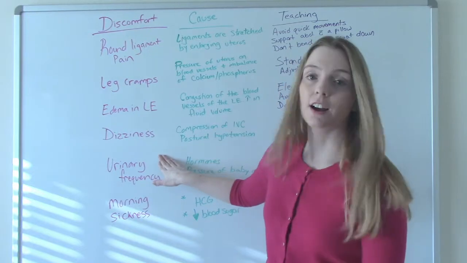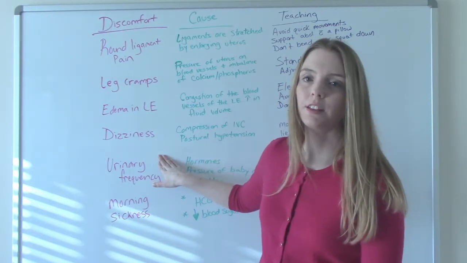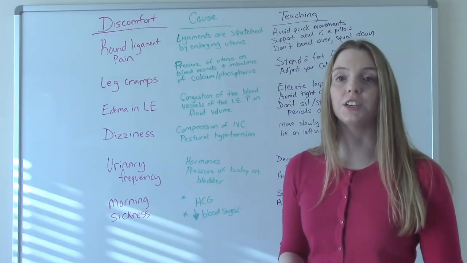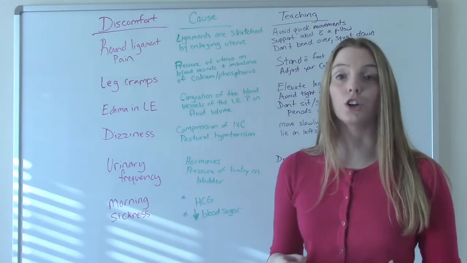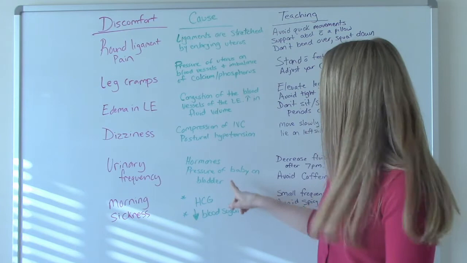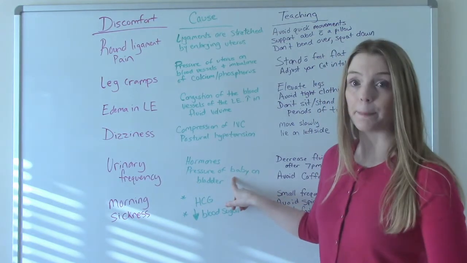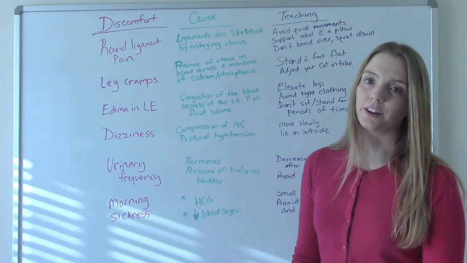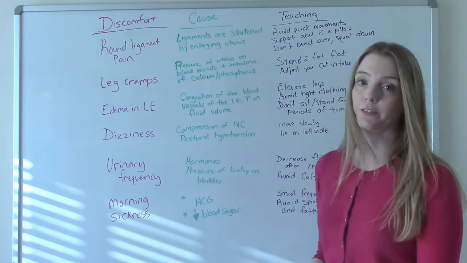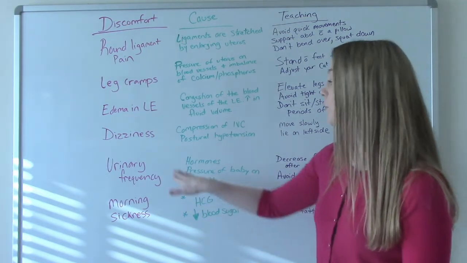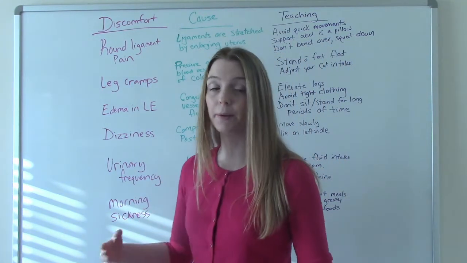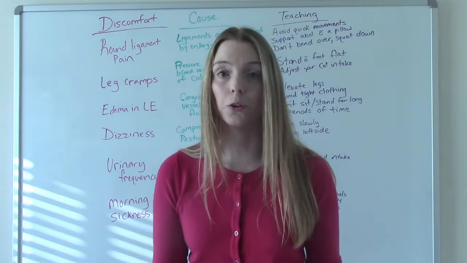So our next discomfort is urinary frequency. Two potential causes. One is hormones, so HCG and progesterone, especially in early pregnancy. Or later on, when the baby's a lot bigger in later pregnancy, the pressure of the baby on the bladder is causing urinary frequency. Now, unfortunately, this one is kind of unavoidable. We can't make this not happen, but we can make this a little bit more tolerable.